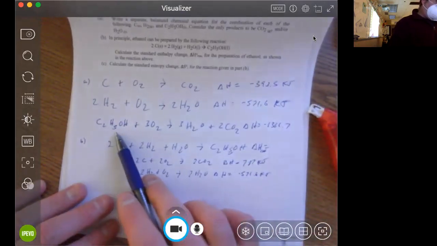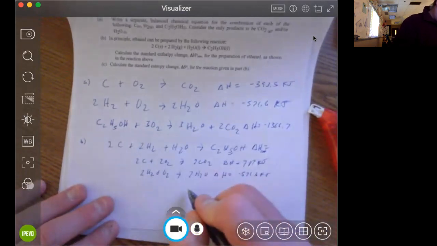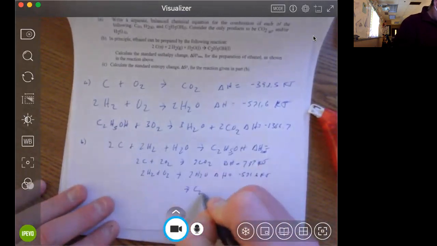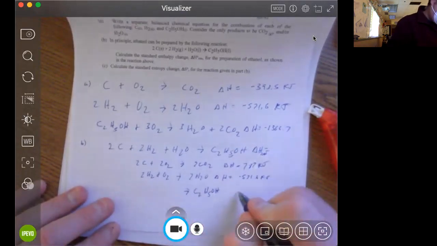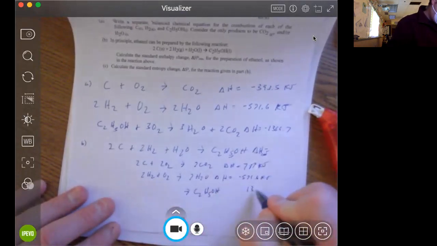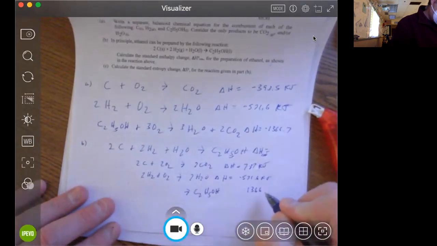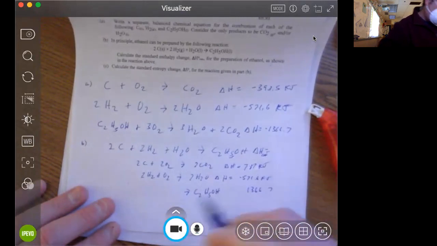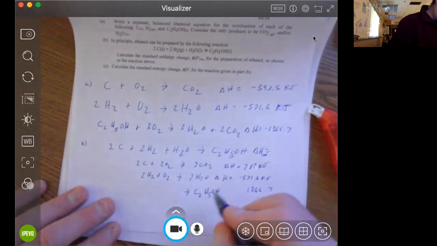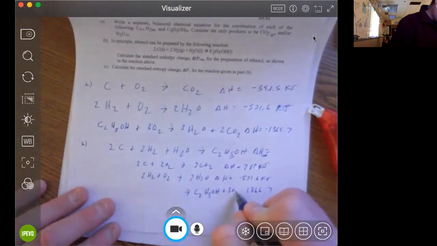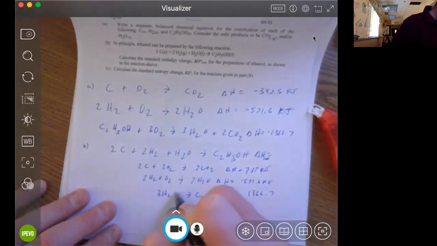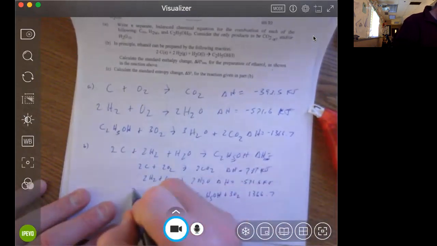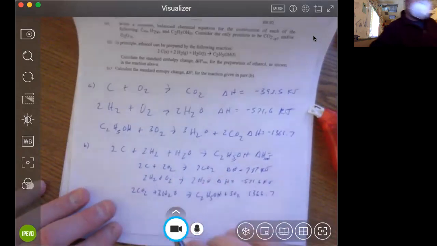The big one here, we need to change and reverse this so that it yields C2H5OH. That means instead of having negative, we're going to have positive 1366.7. We need to react this with 3O2. And we need to have our 3H2O here and our 2CO2 there.